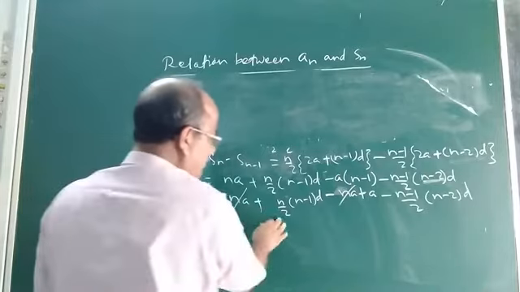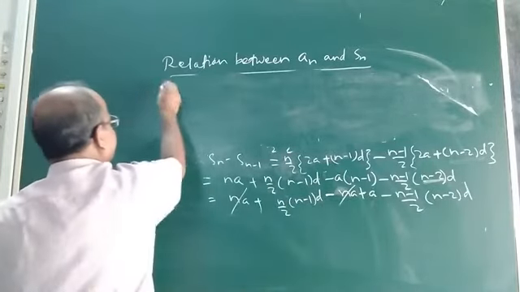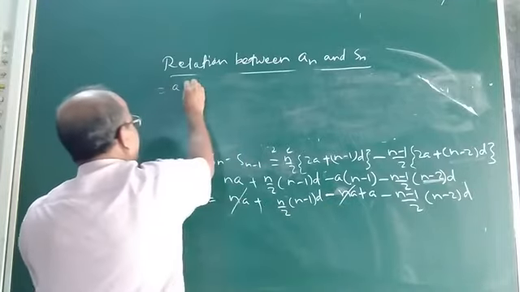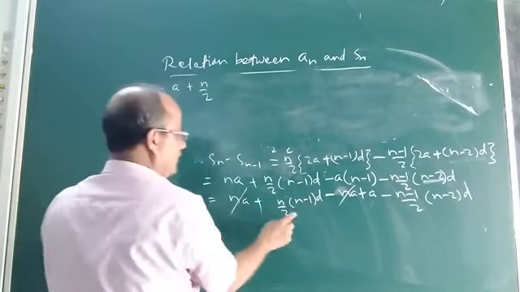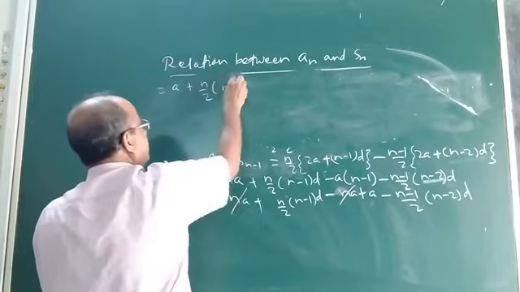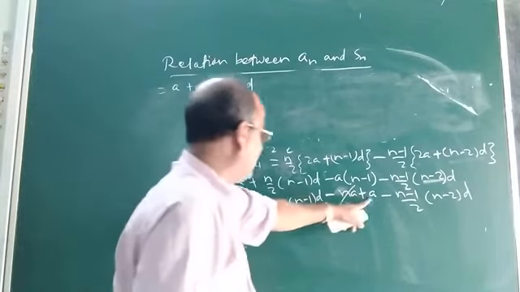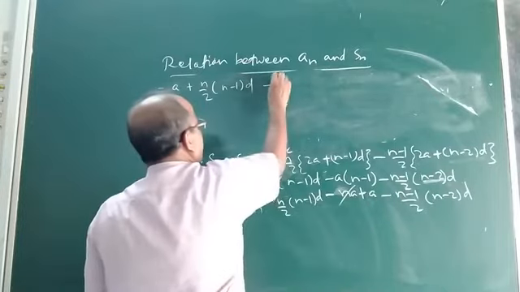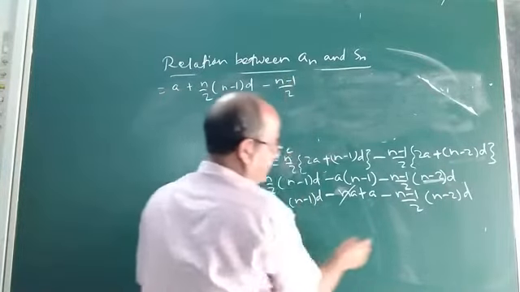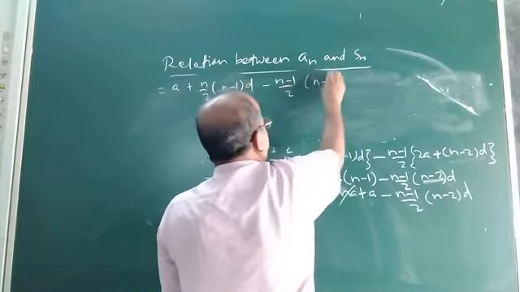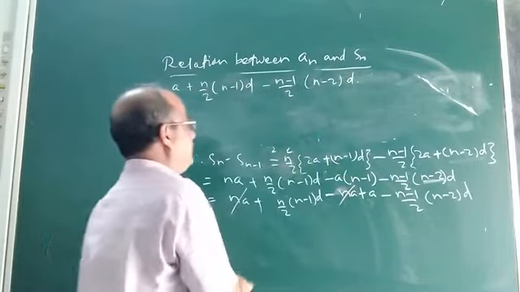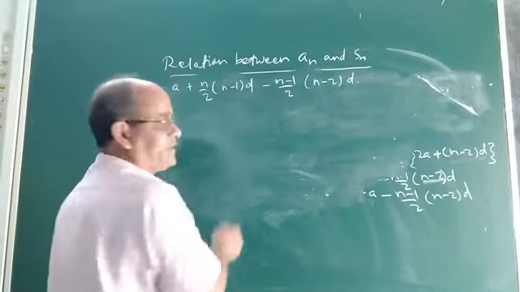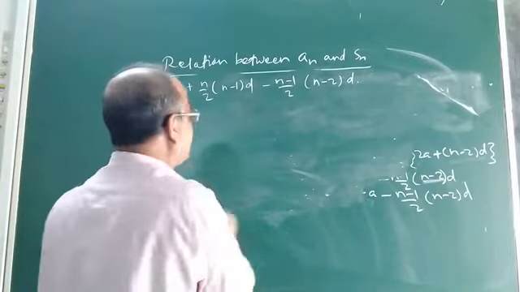See. Now this will be equal to a plus n by 2 into n minus 1 into d, minus n minus 1 by 2 into n minus 2 into d. Okay. Now what to do? Let us see. What is the next step to simplify this expression?